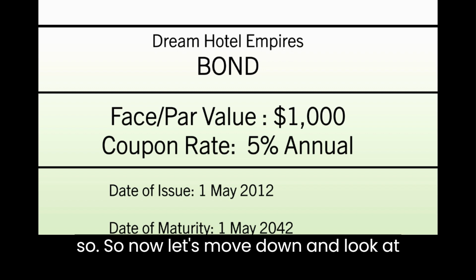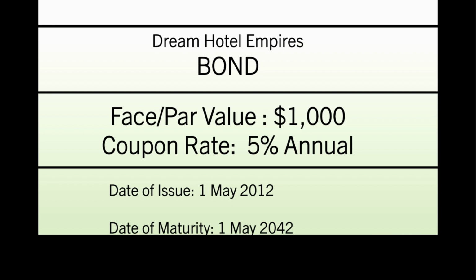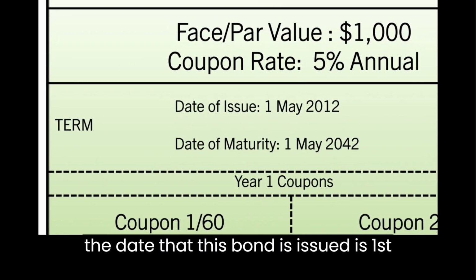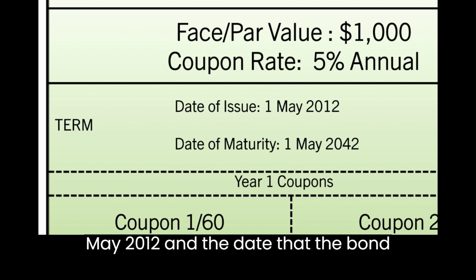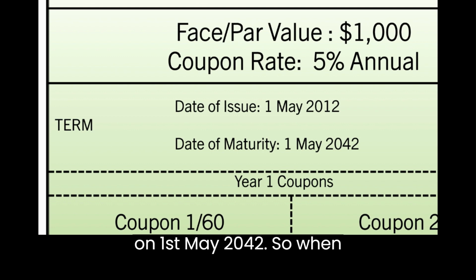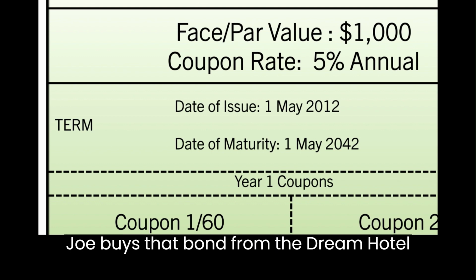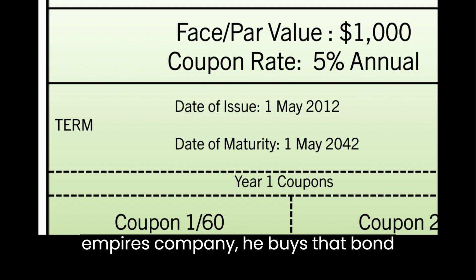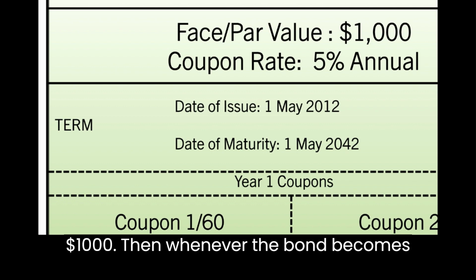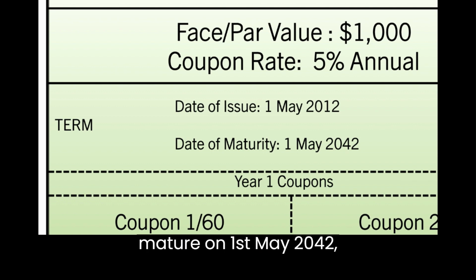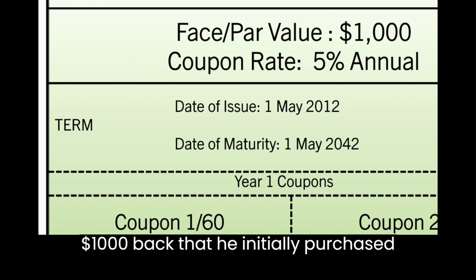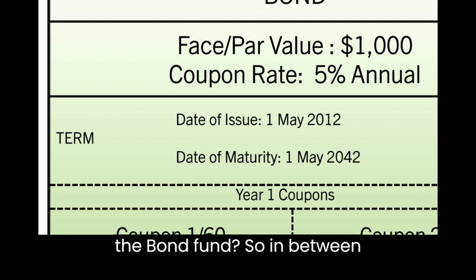And so now let's move down and look at the term. As we look at the term, we can see that the date that this bond is issued is 1st May 2012, and the date that the bond becomes mature is 30 years later on 1st May 2042. So when Joey buys that bond from the Dream Hotel Empires company, he buys that bond on 1st May 2012 for $1,000. Then whenever the bond becomes mature on 1st May 2042, Dream Hotel Empires company is going to have to pay Joey his $1,000 back that he initially purchased the bond for.